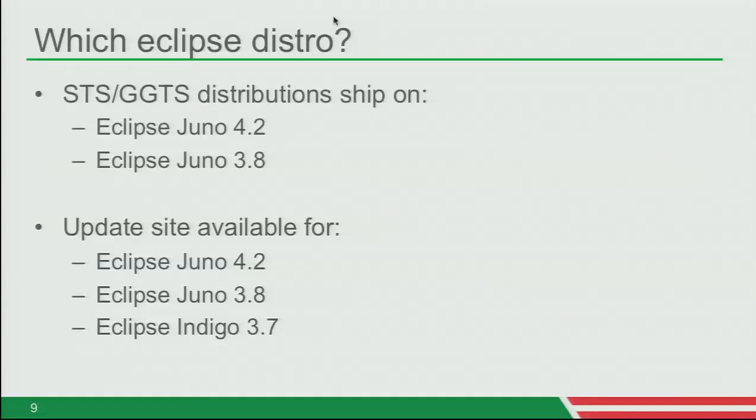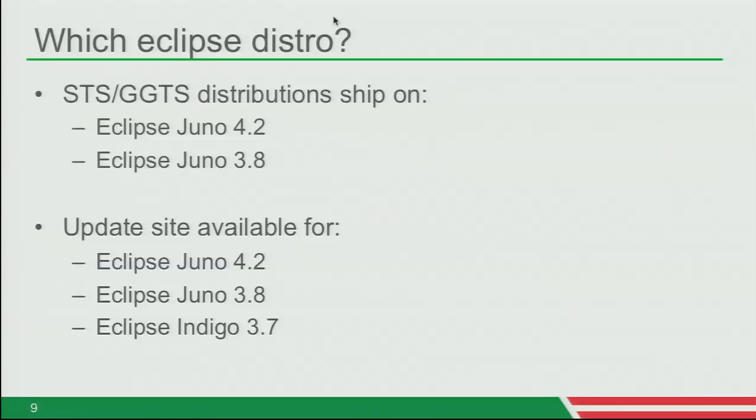So if you go to the download pages, you will notice we ship STS as well as GGTS based on Eclipse Juno 4.2, containing the new UI. And if you, for example, would like to use additional APIs that already require 4.2, you should go with that distribution. But at the same time, we also ship our distribution based on Eclipse Juno 3.8.